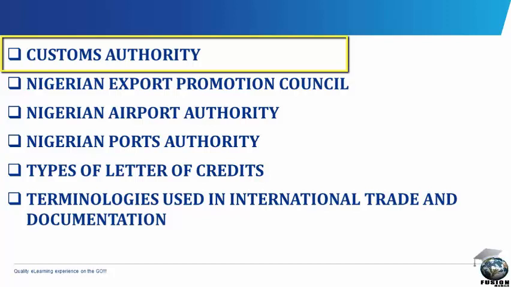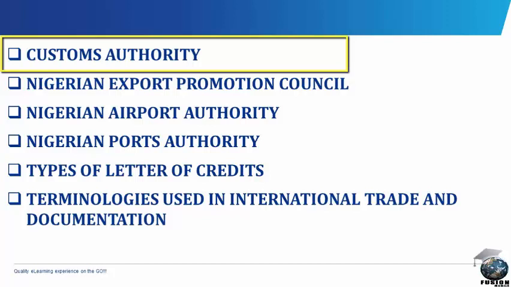Prevention of smuggling contraband goods. Another function of the Customs Authority is the supervision of foreign trade. It supervises foreign trade by ensuring that only licensed goods are imported or exported. Enforcement of ban. The Customs Authority ensures that bans on prohibited goods are enforced.